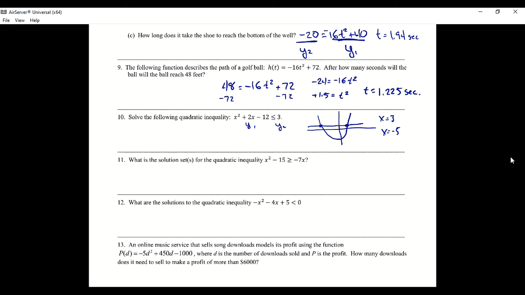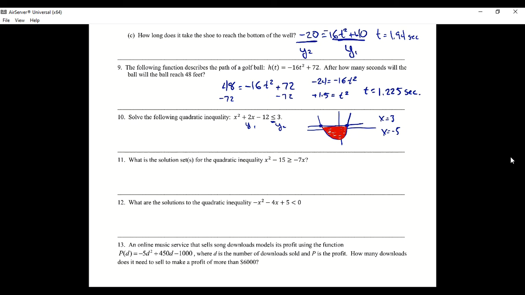But since this is an inequality, we're looking for an interval. Now, visually, since this is less than or equal to 3, we're looking for the parts of the parabola that are below our line. And that would be this part of the parabola right here. Therefore, any value of x between 3 and -5 will satisfy our inequality.